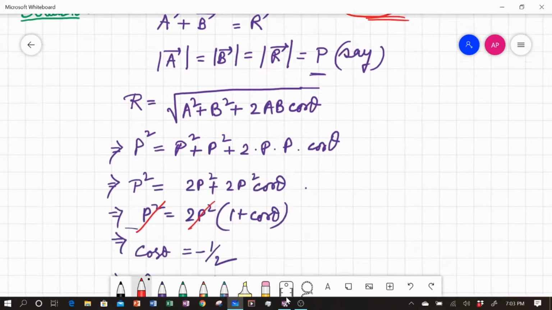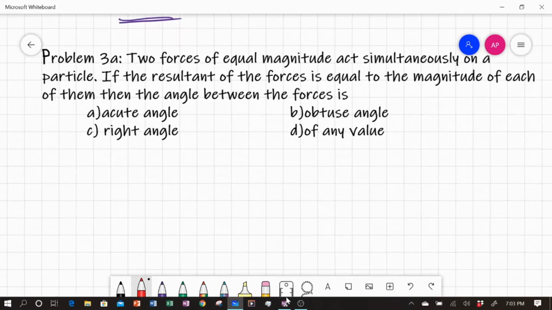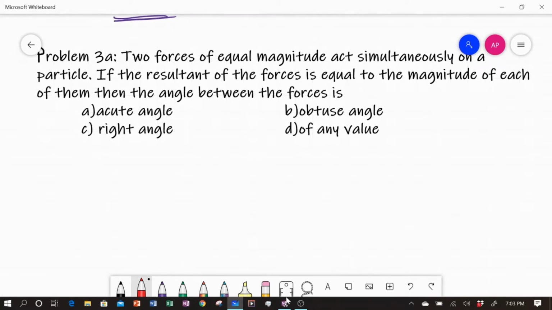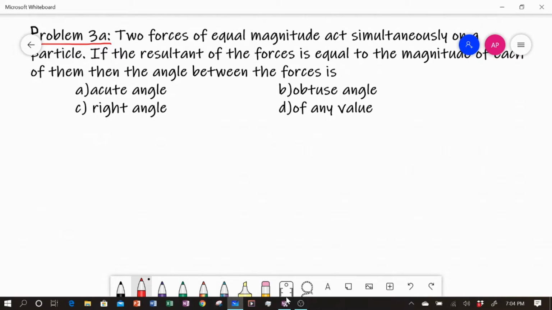Now see one thing. See the next problem. This problem which we solved right now is a very common and very easy question. Sometimes it becomes tricky, as you are seeing on the screen. Here the question is exactly the same, but you are not asked to find the value of the angle.